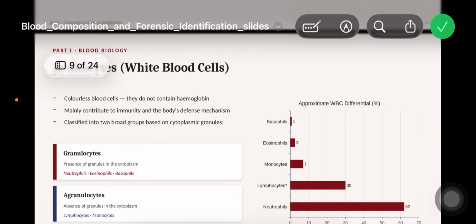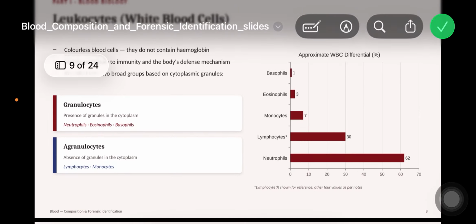Okay, now going to leukocytes. Leukocytes are your WBCs. They are colorless blood cells. They do not contain hemoglobin, mainly contribute to immunity and the body's defense mechanism. They are classified broadly into 2 groups based on the cytoplasmic granules. Granulocytes that contain granules in their cytoplasm, and agranulocytes that do not contain granules in their cytoplasm.